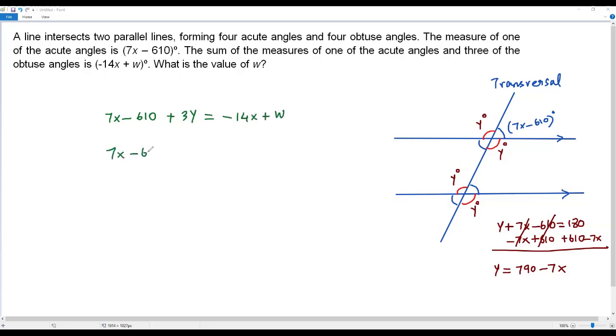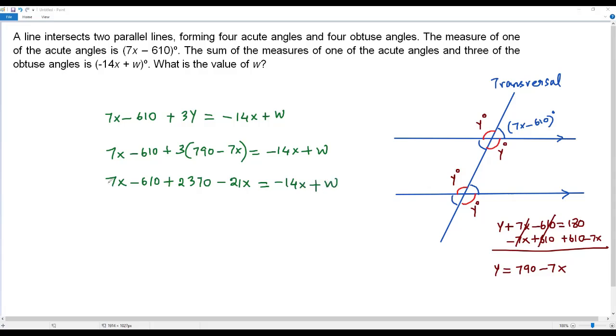Okay, 7x − 610 + 3y. So we got the value of y in terms of x, that is y = 790 − 7x. We can plug in this 790 − 7x for this y over here. Okay, let me do it. So for 3y, I can plug in 3(790 − 7x) = −14x + w. Now we can distribute this positive 3 to this one and this one. When you distribute this positive 3 to this 790, I am getting positive 2370. When you distribute this positive 3 to −7x, I am getting −21x = −14x + w.